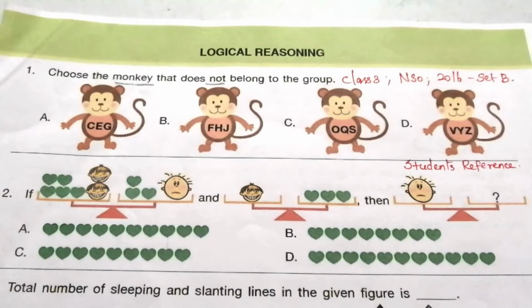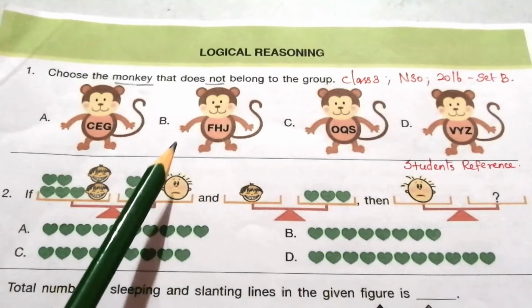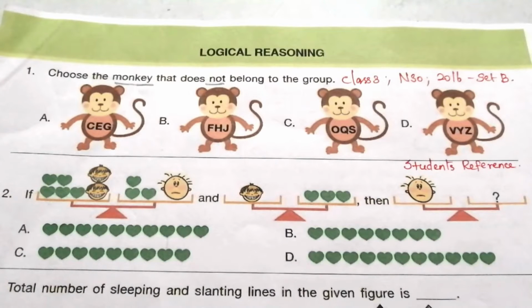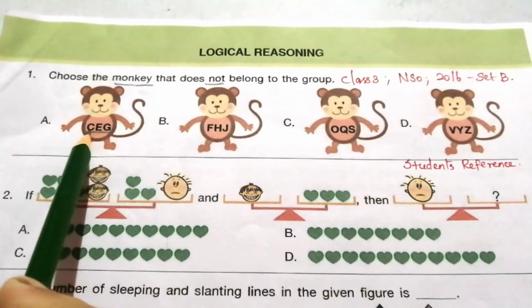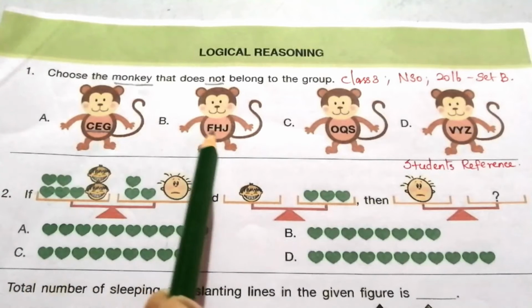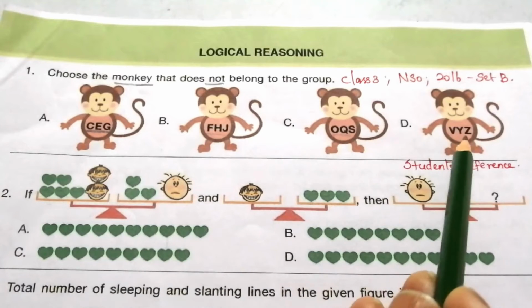First topic is logical reasoning. 1. Choose the monkey that does not belong to the group. Look at the given pictures carefully and try to find out the answer. So to find the answer, first we have to find the relationship between the letters in each figure.